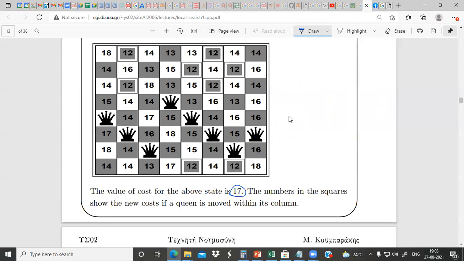What is the evaluation function? It is the number of pairs of queens that attack each other. So the evaluation function value for this board position is 17. It means that there are 17 pairs of queens that attack each other. Okay, we can verify that.